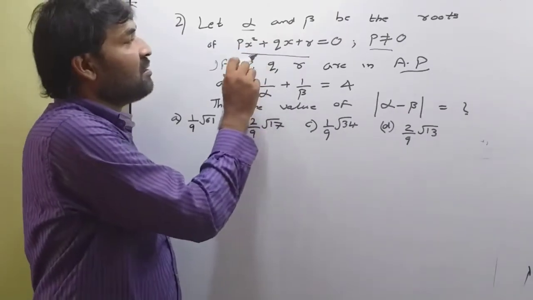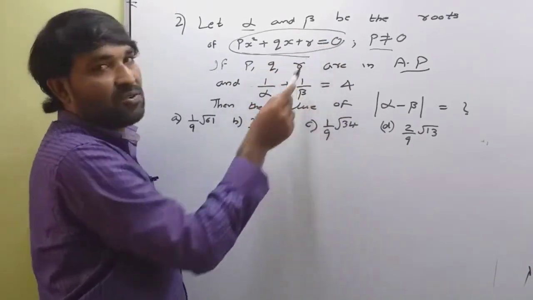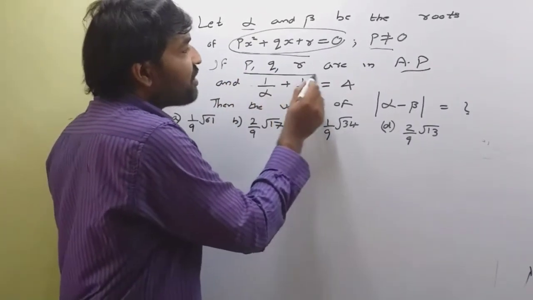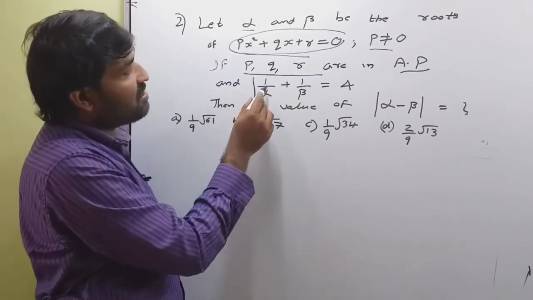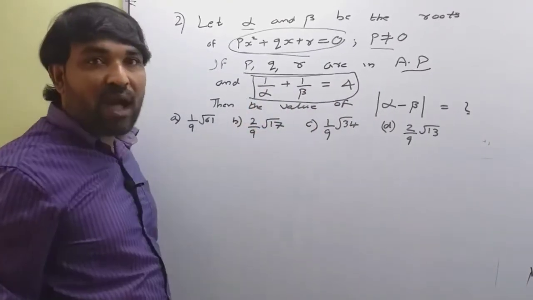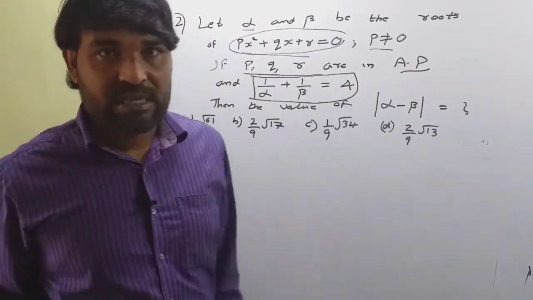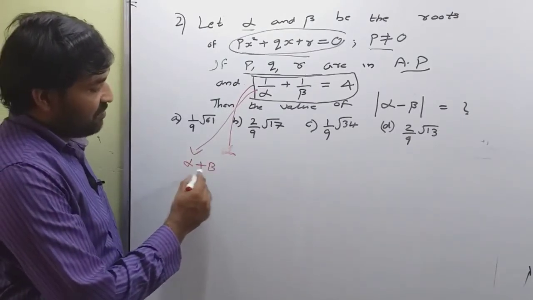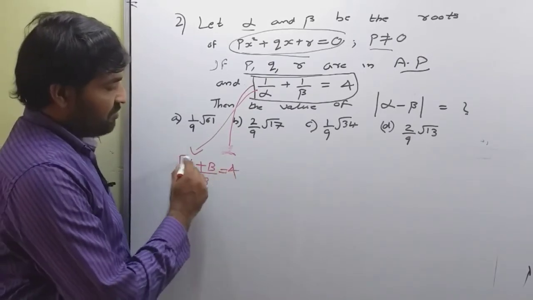Alpha and beta are the roots of the equation px square plus qx plus r is equal to 0, where p is not equal to 0. The second condition is that p, q, r are in AP. The third condition is 1 by alpha plus 1 by beta is equal to 4. We want to find mod alpha minus beta, and options are also given. From this condition we get alpha plus beta divided by alpha beta is equal to 4.